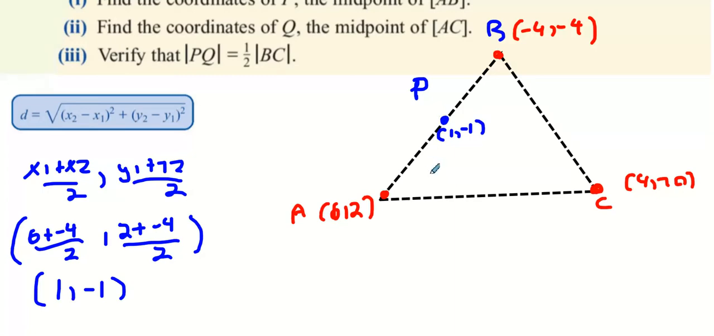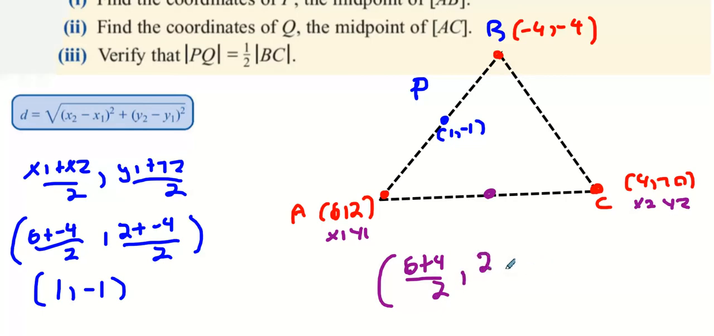Questions? No. Next thing we have to do is find the midpoint of AC. Which one's the midpoint of AC? Somewhere in here, the purple dot, isn't it? Call this one x1, y1, call the other one x2, y2. Add them together: 6 plus 4 divided by 2, and 2 plus minus 10 over 2.